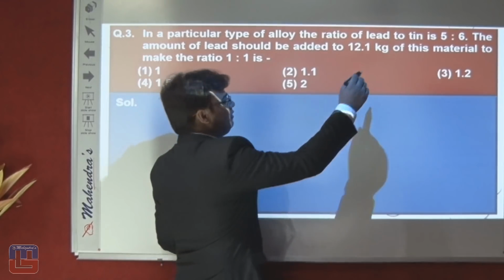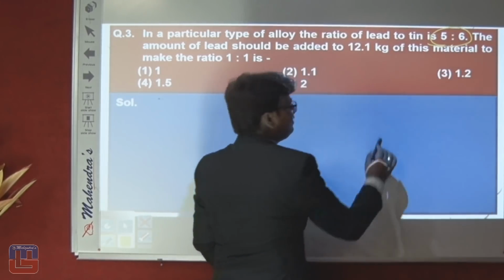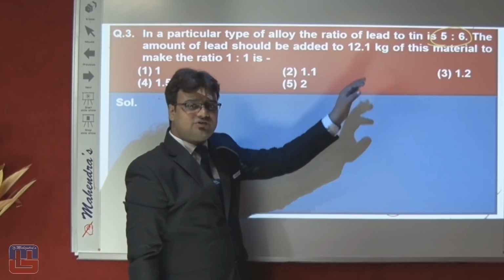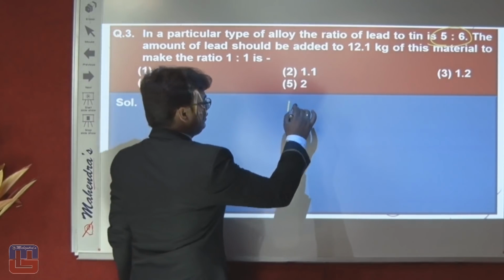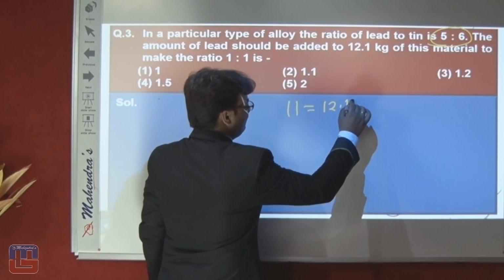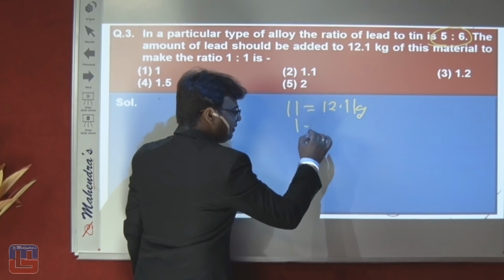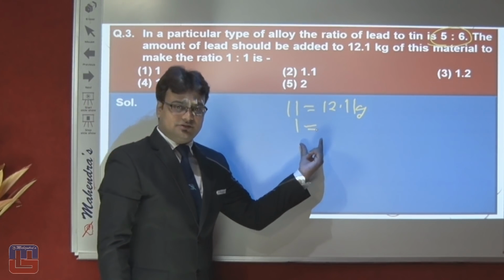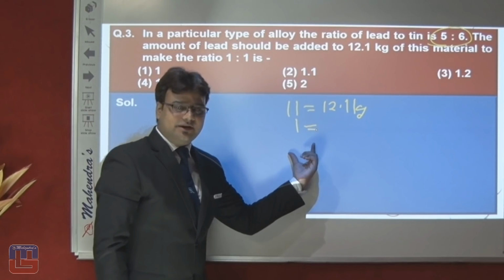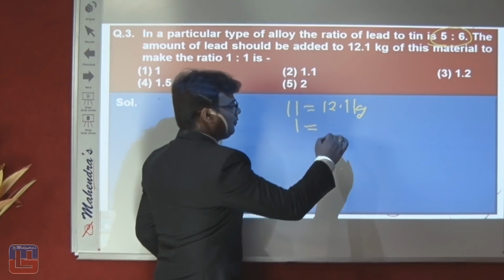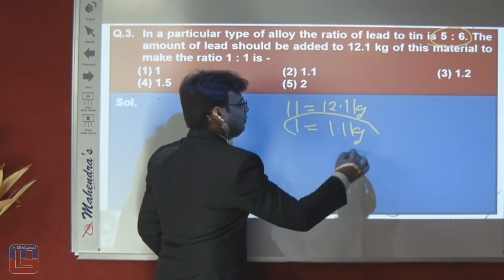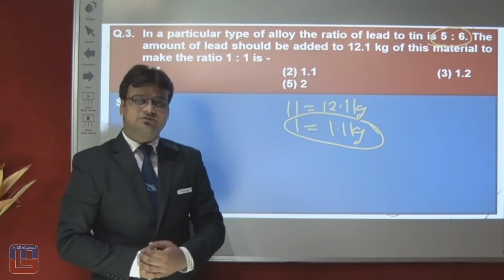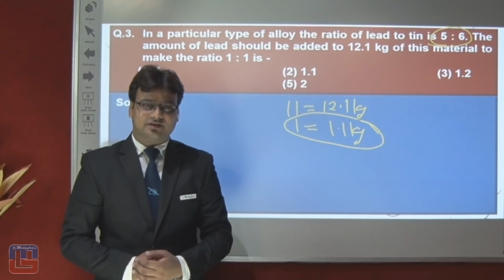Here, what is the total initial value? 5 plus 6 is 11 units. The total ratio value is 11 units, and the total initial quantity is 12.1 kg. That means 11 ratio is 12.1 kg. So 1 ratio value, which is the change in the lead quantity, is 1.1 kg. We check where 1.1 kg is available. It is available in our second option, so the correct answer is second.